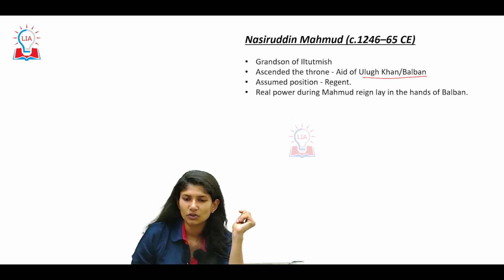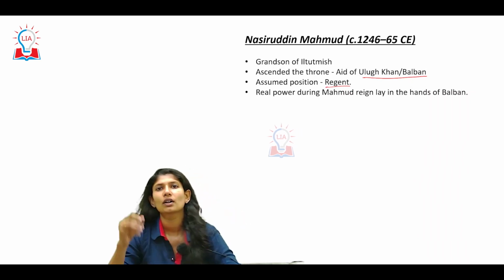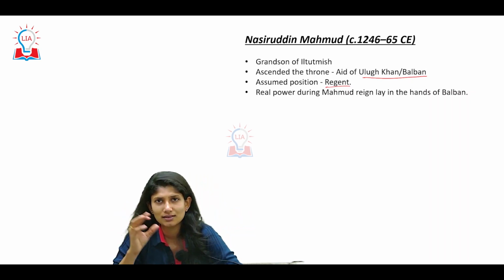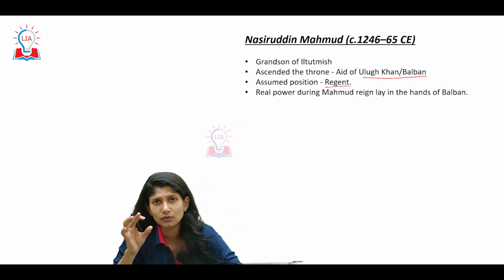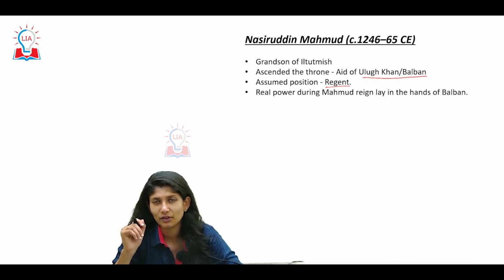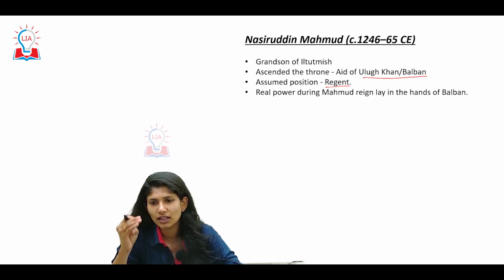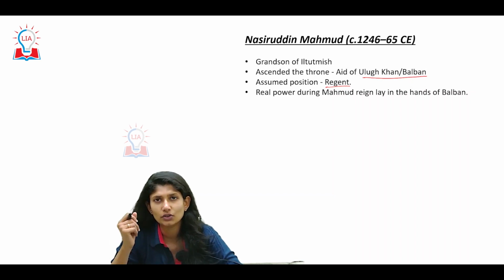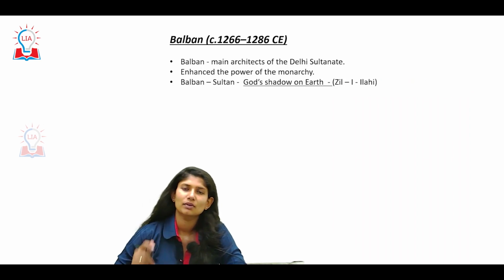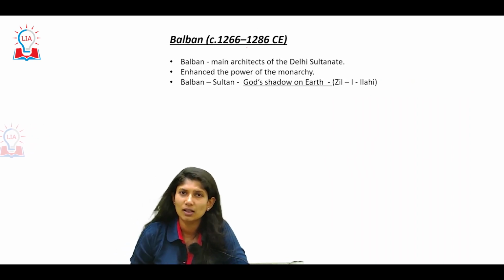He assumed the position of a regent, and Nasiruddin Muhammad was just the sultan for namesake. The real power lay in the hands of Balban. To strengthen his position, he got his daughter married to Nasiruddin Muhammad, making the Sultan of the Delhi Sultanate of the Ilbari dynasty the son-in-law of Balban. Understanding? Now we begin the reign of Balban.